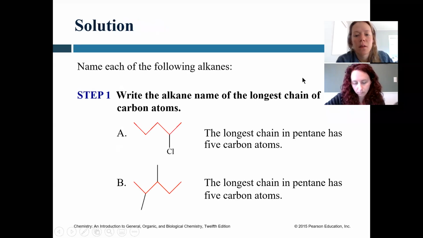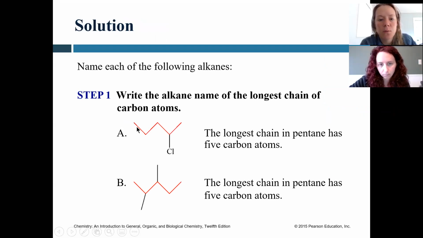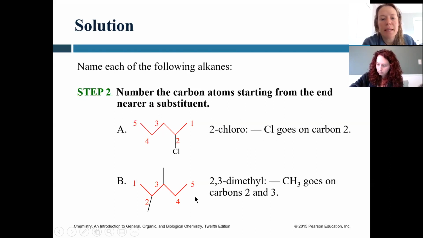Okay, so find the longest carbon chain for each of these. So this top one is 1, 2, 3, 4, 5, pentane. The bottom one is 1, 2, 3, 4, 5 as well, so it's also pentane. If you had counted off of this one, 1, 2, 3, 4, 5, it'd still be 5 either way. So both are pentanes.